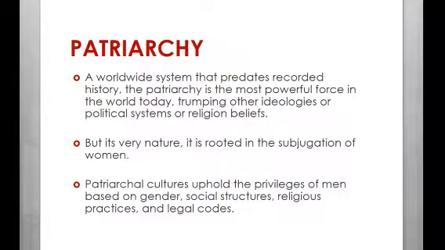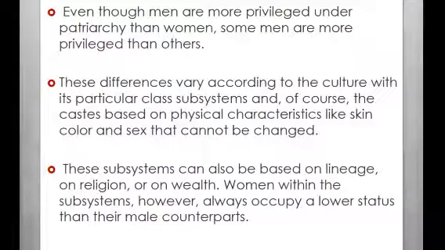Patriarchy is a worldwide system that predates recorded history, and the patriarchy is the most powerful force in the world today, trumping other ideologies or political systems or religious beliefs. By its very nature it is rooted in the subjugation of women. Patriarchal cultures uphold the privileges of men based on gender, social structures, religious practices, and legal codes.